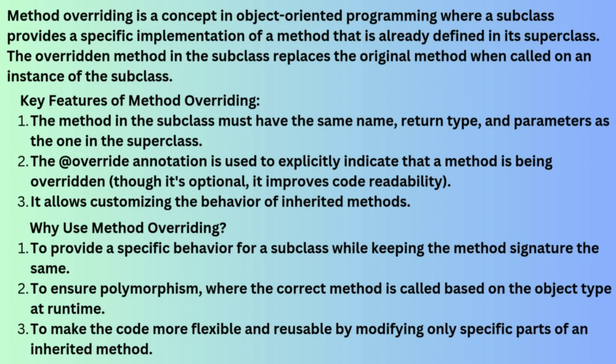Why use method overriding? Method overriding is essential when we want a subclass to behave differently while keeping the same method structure. It supports polymorphism, meaning that the correct method is executed based on the object type at runtime. And lastly, it makes the code more flexible and reusable by allowing modification of specific parts of an inherited method rather than rewriting the entire class. This is how method overriding helps in writing efficient and structured code in object-oriented programming.